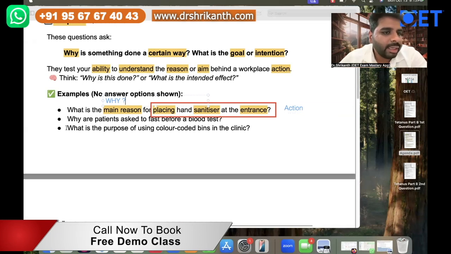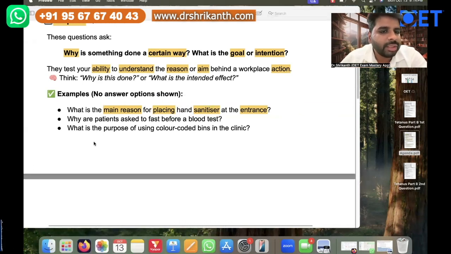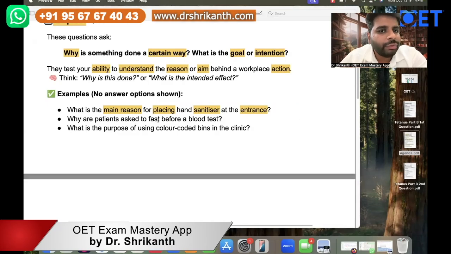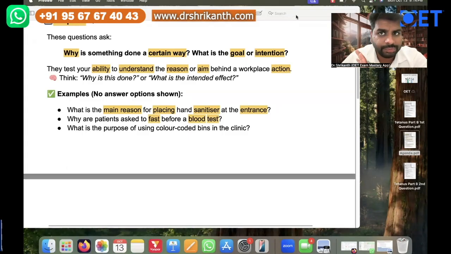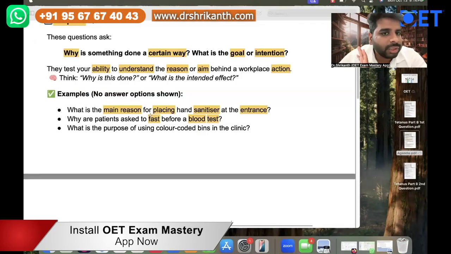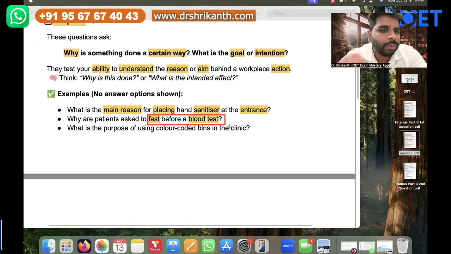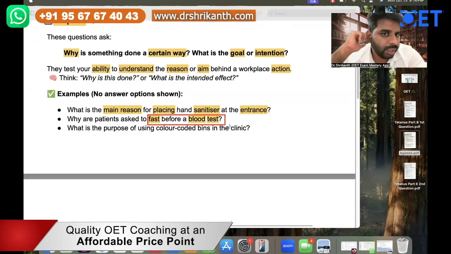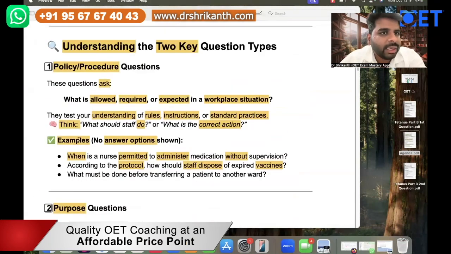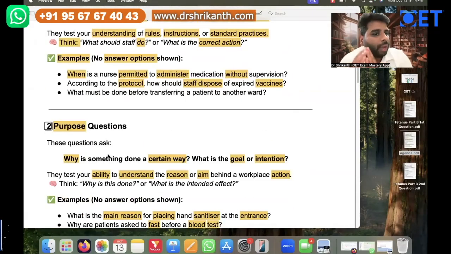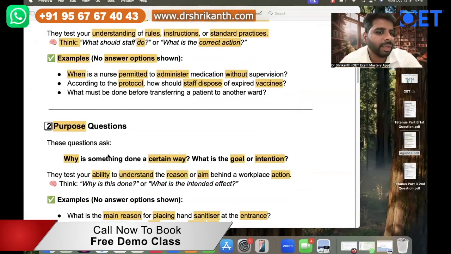Right? So similarly, let's come to the second question over here. The second question is, why are patients asked to fast before a blood test? So what is the action over here? Patients are fasting before a blood test. This is the action over here. Okay. And what is the question asking you? The question is asking you for how much time they have to fast. Okay. What kind of blood test they are doing? No. They are asking you why patients are supposed to fast before a blood test. Right. So like this, you have to understand the difference between purpose-based questions as well as policy-based questions. So if you have this clarity, then finding the answer becomes easier.